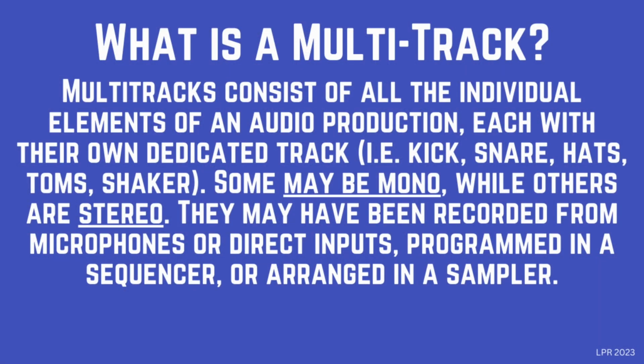Here's this graphic. What is a multi-track? A multi-track consists of all the individual elements of an audio production, each with their own dedicated track. Kick, snare, hats, shaker, toms. Some might be mono, while others could be stereo. They may have been recorded from microphones or direct inputs, programmed in a sequencer, or arranged in a sampler, what have you. These are the multi-tracks, the individual files. That's what the client wanted.